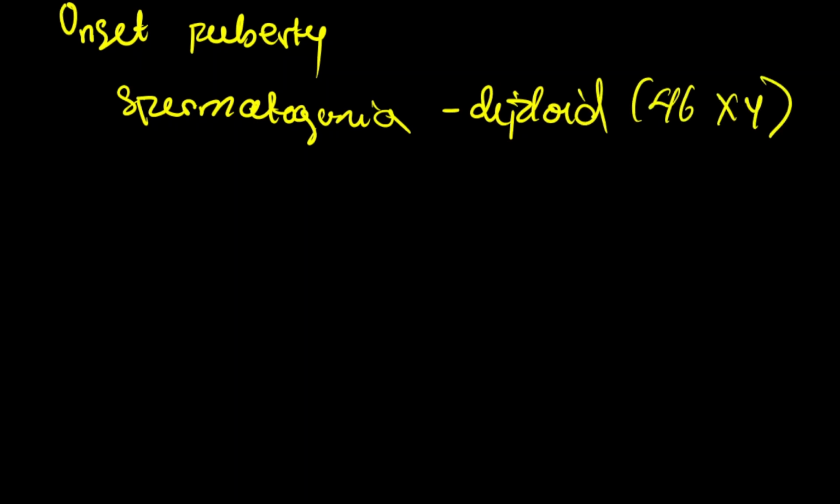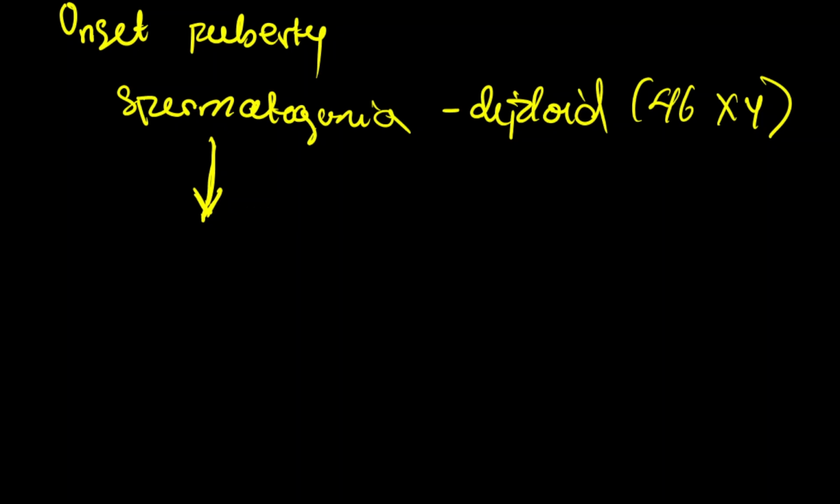So in the male, before the onset of puberty, we have this spermatogonia, and as earlier stated, they are diploid, 46XY. Now this spermatogonia proliferates and multiplies, and multiplication and proliferation takes place by mitosis.